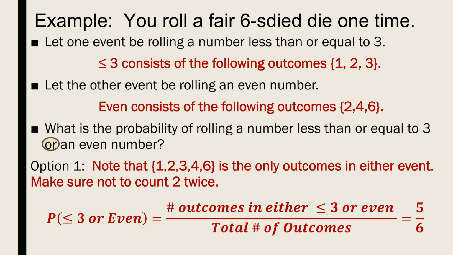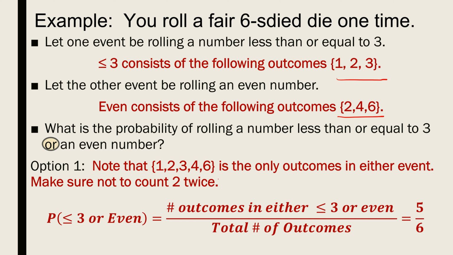Again, this is the example about rolling a fair 6-sided die one time. First, let one event be rolling a number less than or equal to 3. So less than or equal to 3 consists of the following outcomes: 1, 2, and 3. Let the other event be rolling an even number. Even consists of the following outcomes: 2, 4, 6. So what is the probability of rolling a number less than or equal to 3 or an even number?